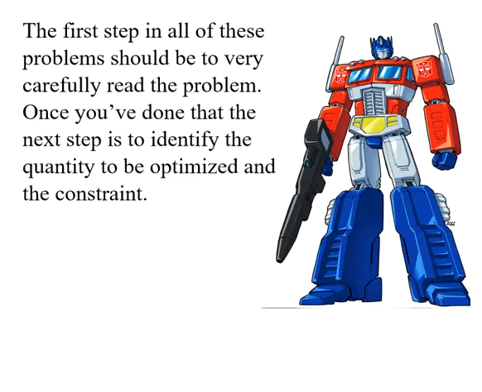So the first step in any of these problems is to carefully read the problem. You might even want to read the problem twice. And then once we've done that, we need to identify what quantity we're optimizing, what do we want the most possible out of, and what do we want to constrain, what's our constraining factors.